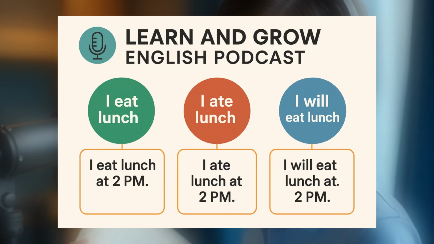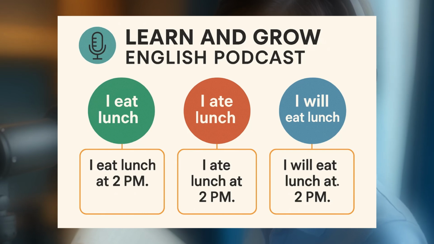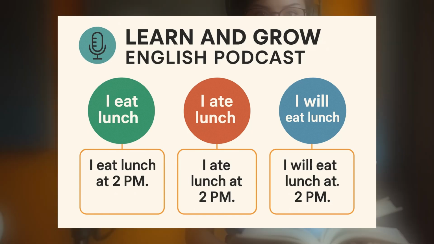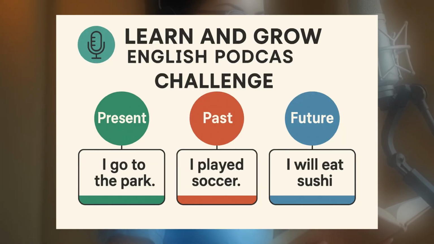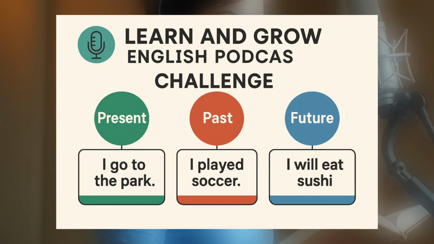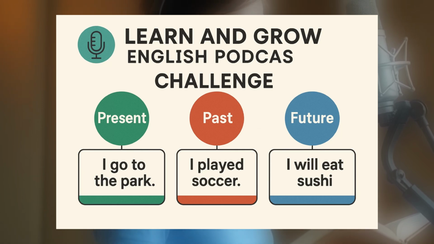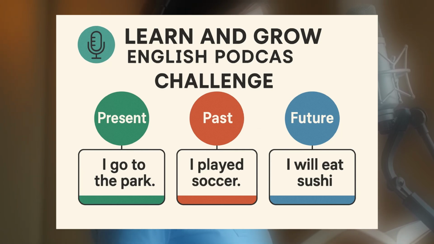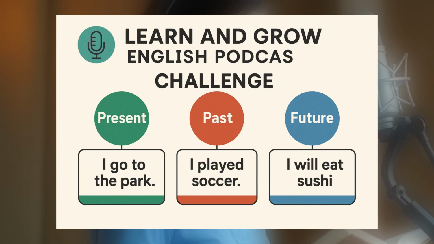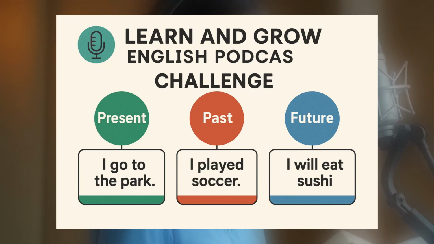1. I eat lunch at 2 p.m. Present. 2. I ate lunch at 2 p.m. Past. 3. I will eat lunch at 2 p.m. Future. Great job. You just spoke 3 tenses. Challenge: speak one sentence in present, past, and future. Use simple verbs like go, play, eat, or sleep.